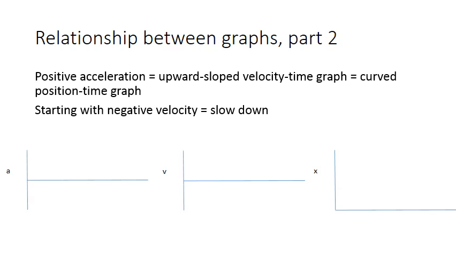If we start with a negative velocity, well, making the number more positive means you're going to get closer to 0. You're going to slow down. If we start with a positive velocity, well, making the number more positive means you're going to have a greater speed. You're going to speed up. And that's the example I'm going to show down here.